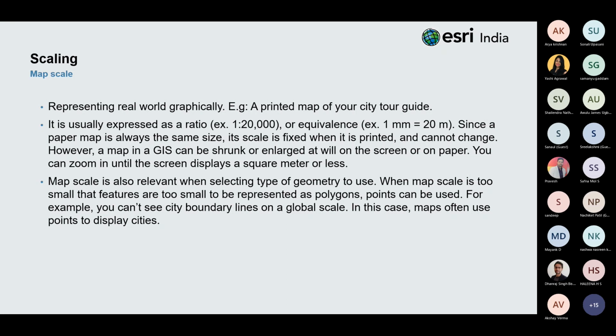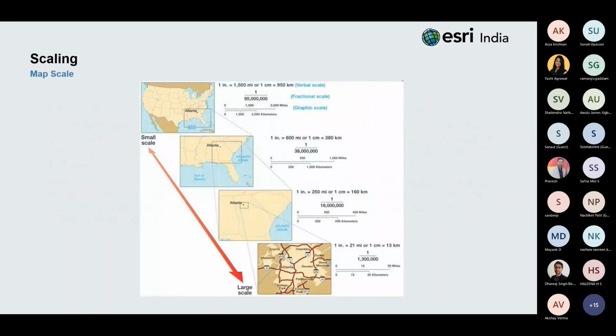So when a map scale is too small, that features are too small to be represented as polygons, then maybe points can be used. So, for example, if you're talking about viewing city boundaries on a global scale, the polygons on a global scale are so small that they cannot be represented accurately as polygons, in which case we can display them as points. So that is how map scale comes into play.